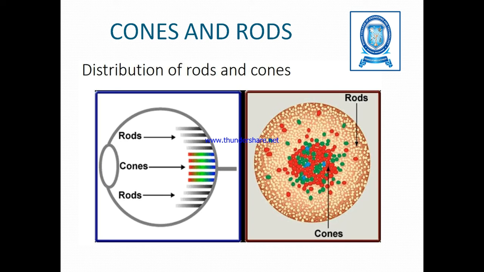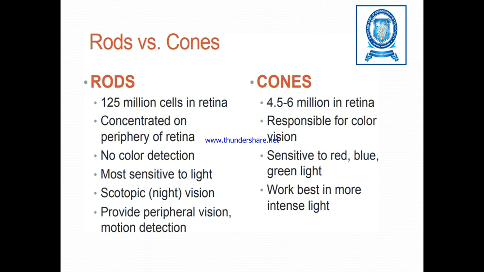Different colors are perceived by the cones, and the rods perceive black and white images, or gray level images. Okay, so you can see the difference between rods and cones. Why are we going for rods and why are we going for cones? In the case of rods, we have 125 million cells in the retina, whereas cones number about 4.5 to 6 million in the retina.